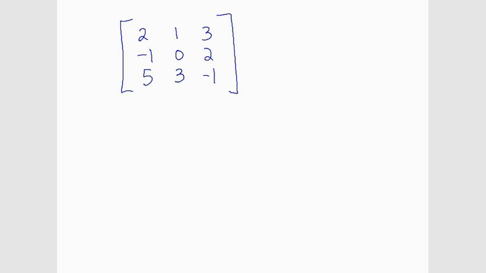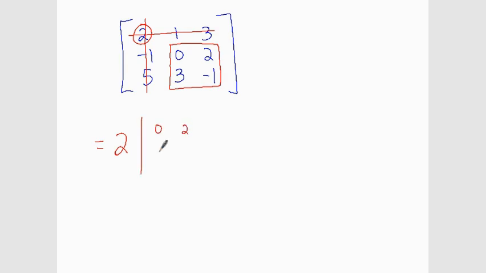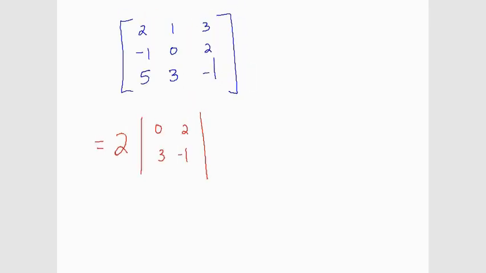So what we're going to do is I'm going to start by circling this first entry. And I'm going to eliminate all rows and columns that are within that entry's grasp. So I'm going to go ahead and cross this off and cross this off. And what I'm effectively doing is I'm going to write this as equal to 2. And now whatever matrix is left behind here, I'm going to write that as a determinant of a 2 by 2. So 0, 2, 3, negative 1. Okay, so that's the setup for the first part.